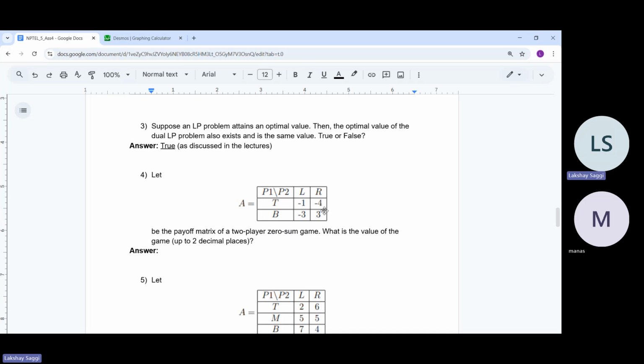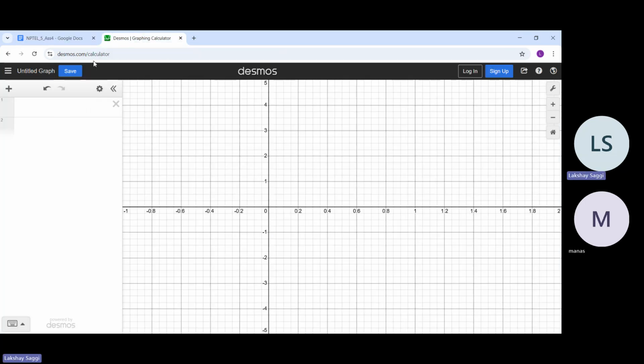Note that if the column player plays column one, then the payoff for the column player will be something like minus y1 minus 3y2. So maybe I should plot this. I have this online plotter, Desmos, where you can easily plot. I had this open, so I'll just plot this kind of thing.